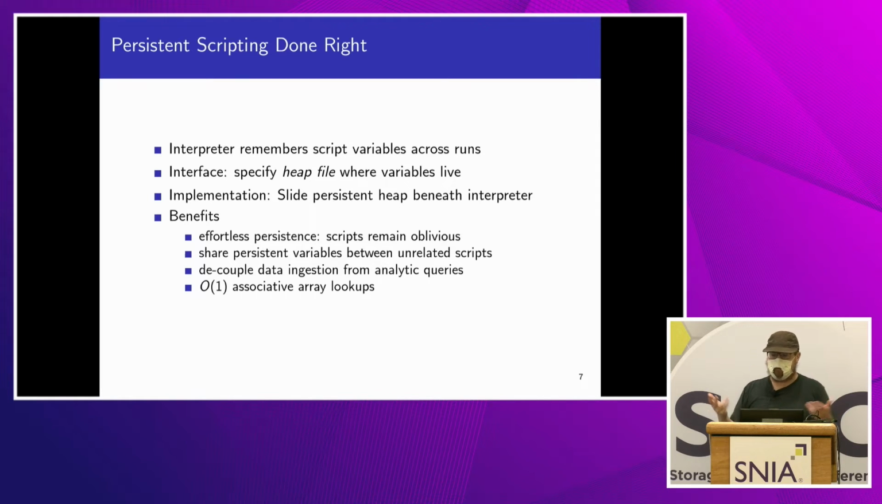Furthermore, a persistent heap full of script variables can be shared freely between unrelated scripts, which is easier and more efficient than passing around text files. Finally, this approach to persistence allows us to decouple data ingestion from data analysis. We can read data once and query it happily ever after. The common analytic operation of looking up data in associative arrays remains a constant time operation. You don't have to reload an associative array in any sense into memory before you can look up a single element in it.